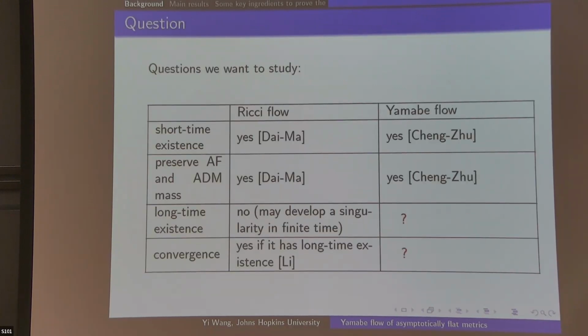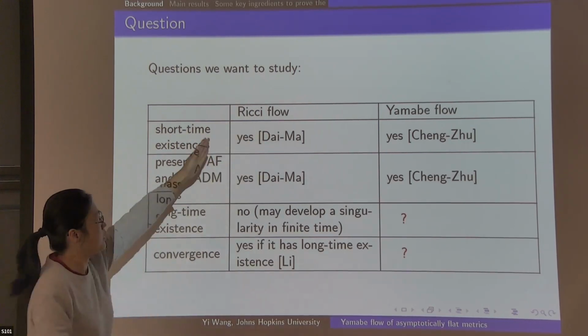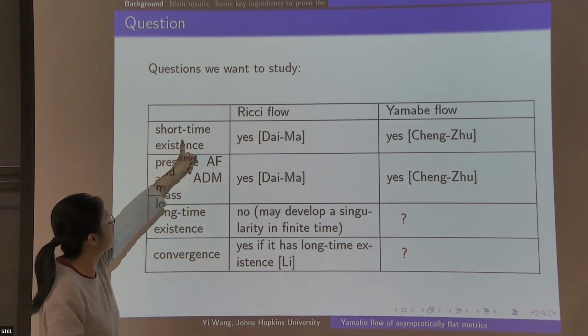Okay, so let me say what we want to study. For the Ricci flow, there are studies about Ricci flow on asymptotically flat manifolds. Of course, Perelman's work is about Ricci flow on compact manifolds, and later on, people have studied Ricci flow on non-compact manifolds, and in particular, asymptotically flat manifolds are one special class of interest. What was known before for Ricci flow is listed here. First of all, you have short time existence.